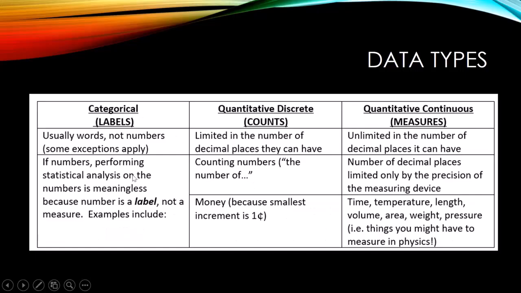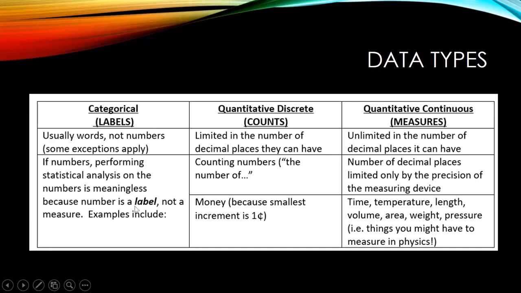So let's look at what these really mean. Again, we said that categorical or qualitative data are usually words, not numbers, but again, there are some important exceptions. Sometimes numbers act as labels. And again, if the categorical data are numbers, that means that performing statistical analysis on them would be meaningless because the number is a label.